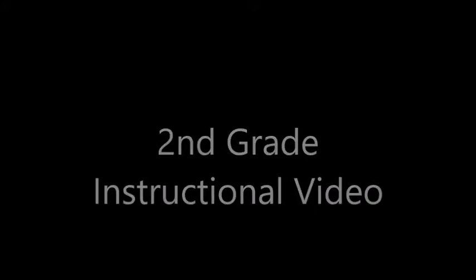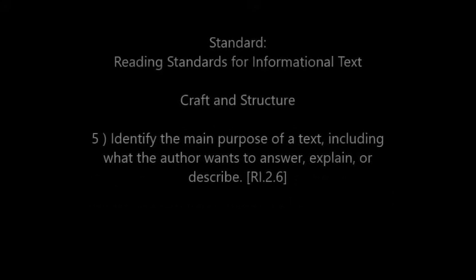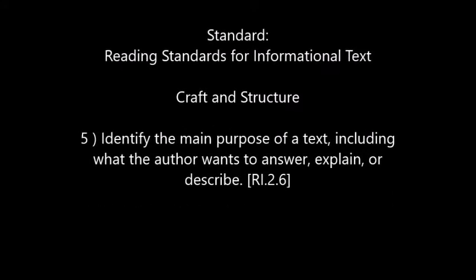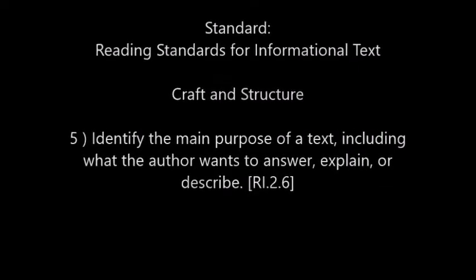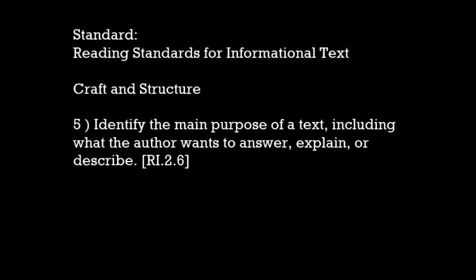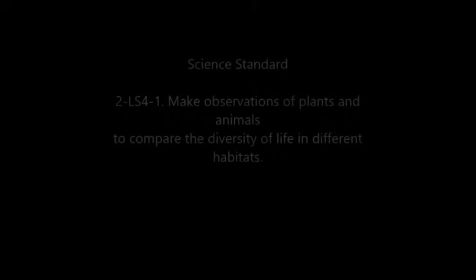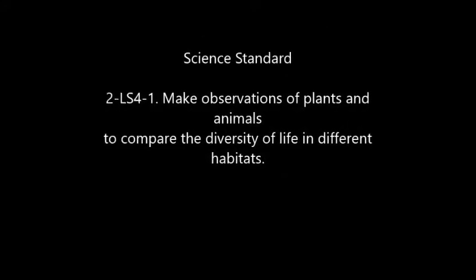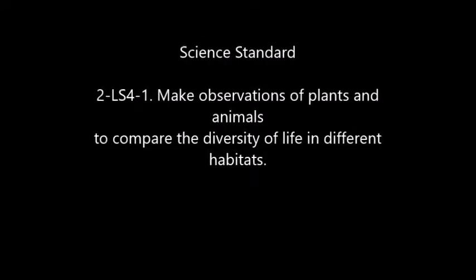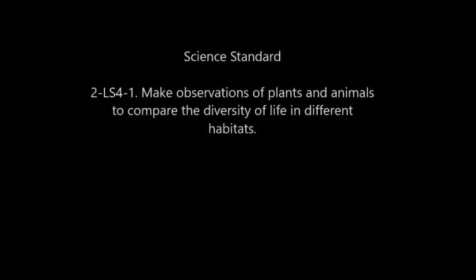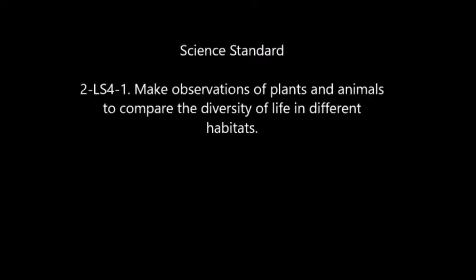In this instructional video, you will learn how to incorporate two standards for one lesson. We're focusing on literature and science. The first one is a literature standard, the reading standards for informational text: identify the main purpose of a text, including what the author wants to answer, explain, or describe. The second standard is a science standard: make observations of plants and animals to compare the diversity of life in different habitats. So let's get started.